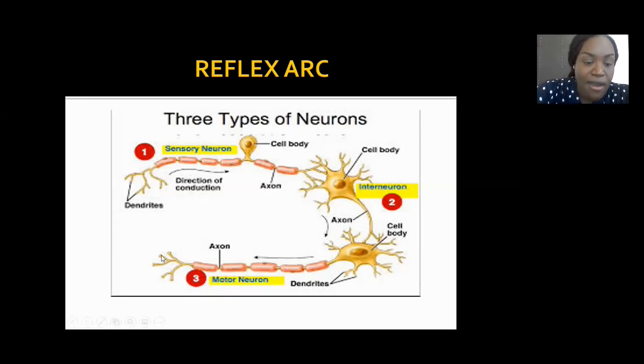And here, it could be attached to any one of the effectors that we spoke about. It could be a muscle attached here at the end. It could be a gland. It can be an organ. It could be a tissue, anywhere in the body that is bringing about the response. Is that clear to you?